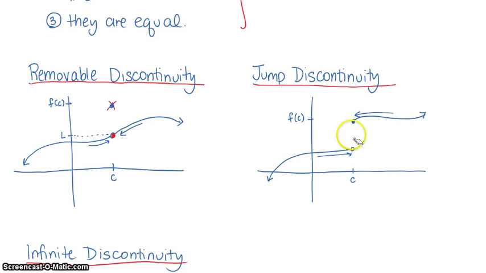Now for jump discontinuity, you may also see something like this where you have an open circle and a solid point up here, which means my f of C is actually up here.